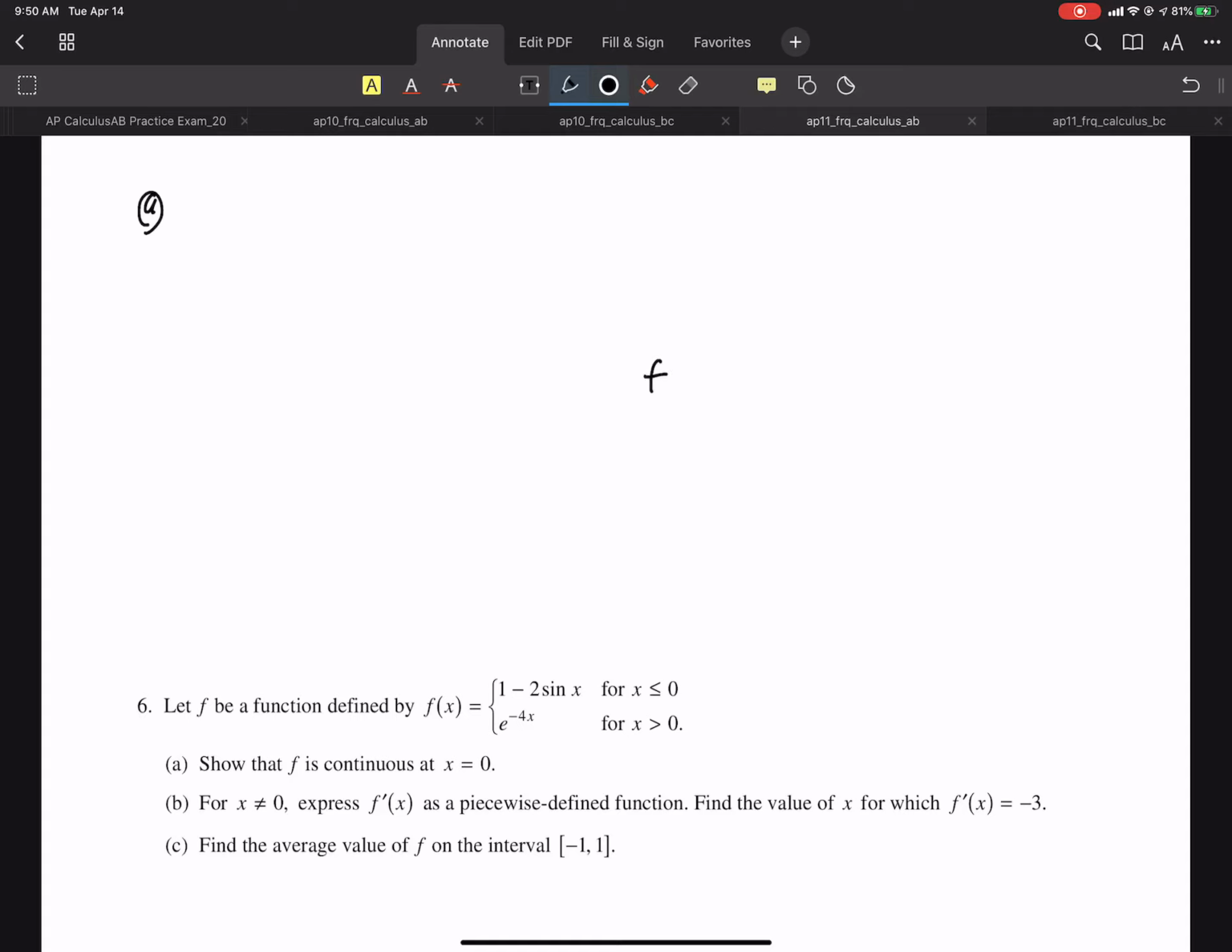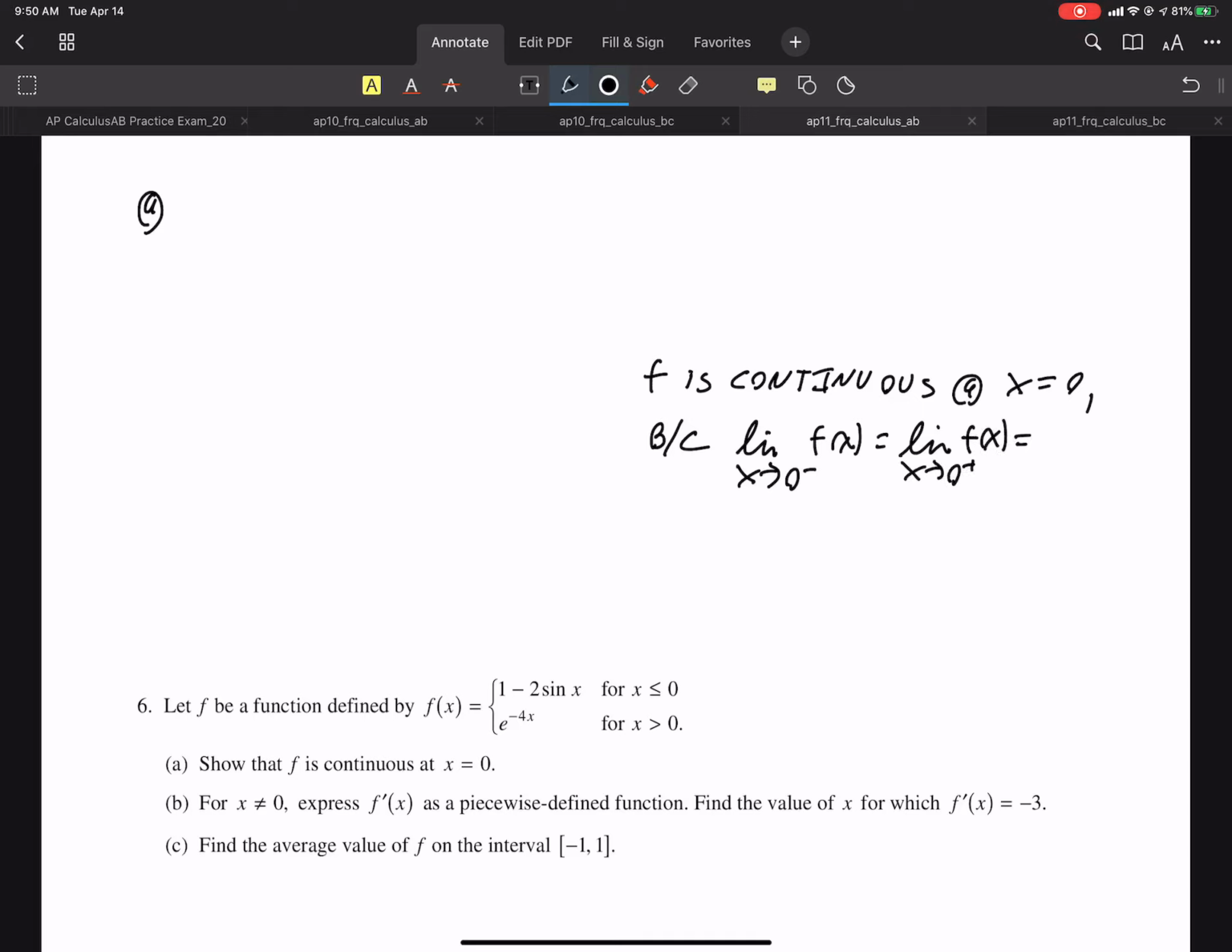F is continuous at x equals 0 because, and here's your reason. Here's what you're trying to get to. You're trying to show the limit as x approaches 0 from the left of your function equals the limit as x approaches 0 from the right of your function equals the function at that point. So that's my conclusion, what I want to get to.